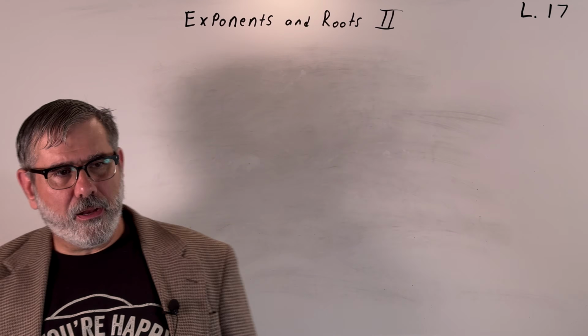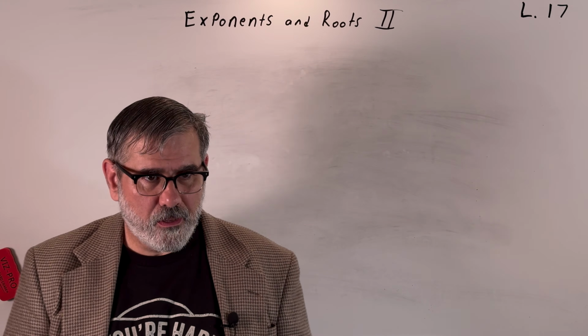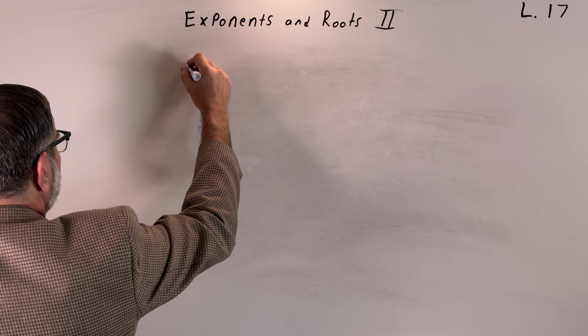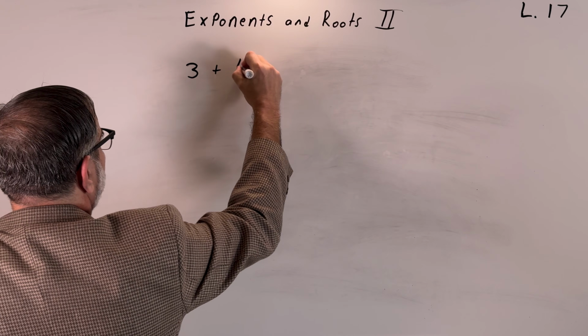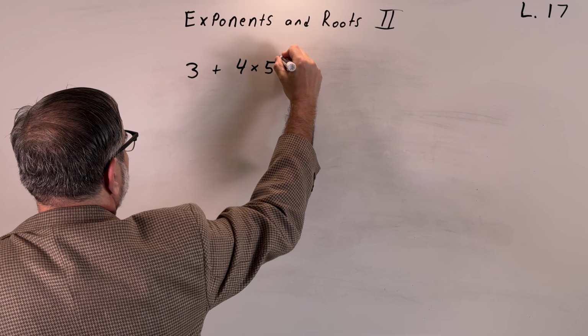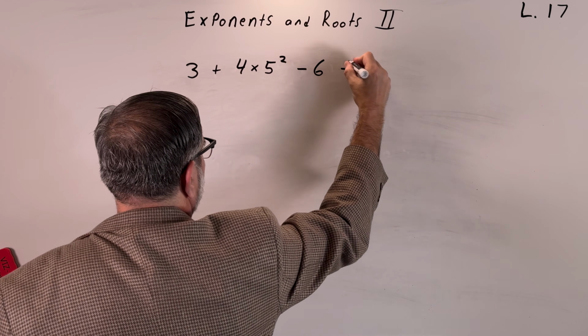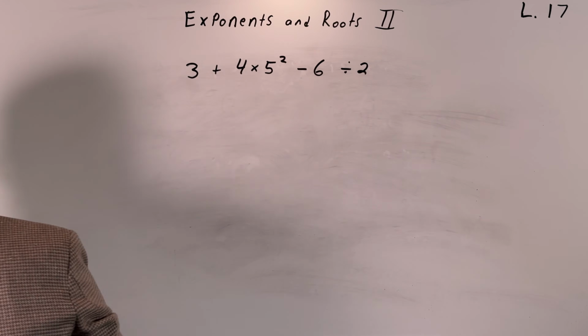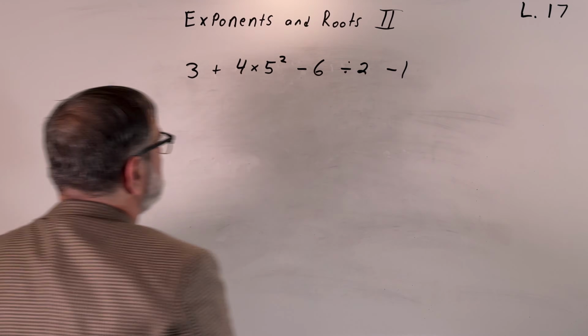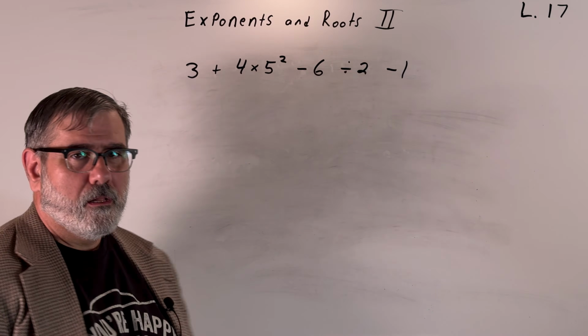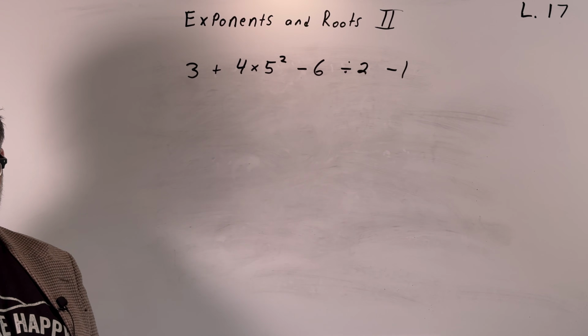The last thing I want to talk about is what's called order of operations. So let's start with an expression: 3 plus 4 times 5 squared minus 6 divided by 2 minus 1. A lot of operations put together there, huh?